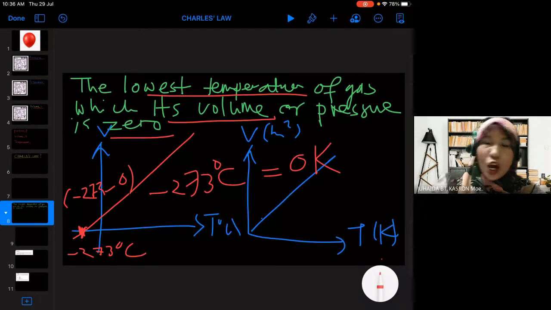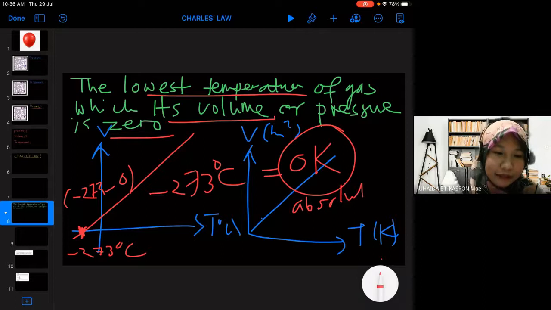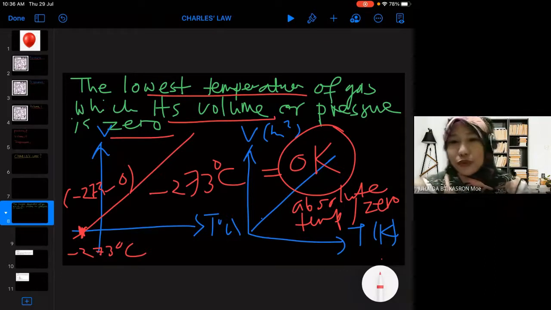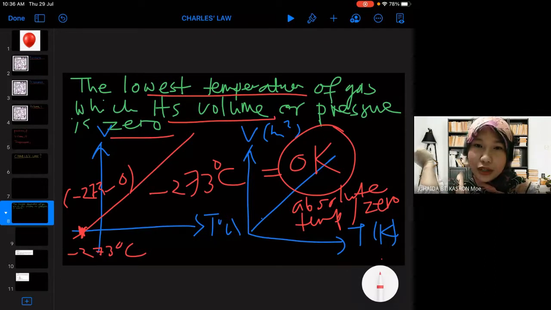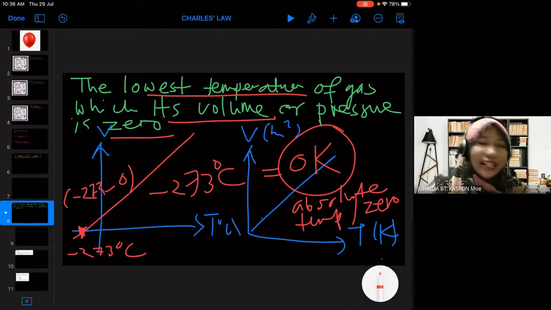Okay, so this 0 Kelvin is known as absolute temperature, or absolute 0. Okay, did you get it? That is the relationship between the degree Celsius and the Kelvin. Why we need to plus the 273 when we want to change the degree Celsius into Kelvin. Okay, everyone clear about that?